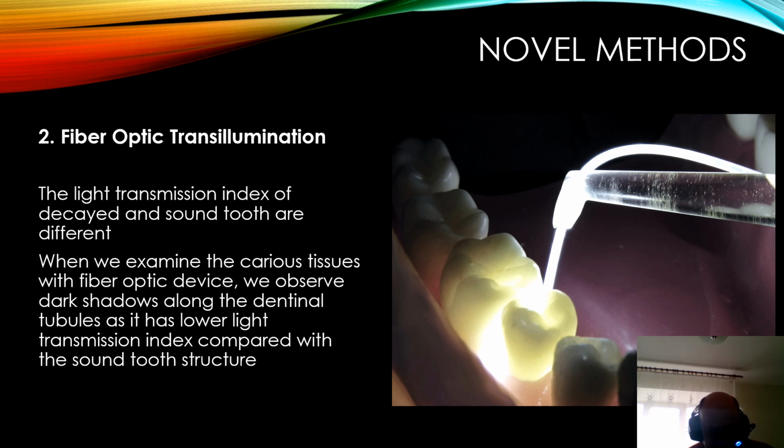Fiber optic transillumination. The light transmission index of decayed and sound tooth are different. When we examine the caries tissues with a fiber optic device, we observe dark shadows along the dentinal tubules, as it has a lower light transmission index compared with the sound tooth structure.